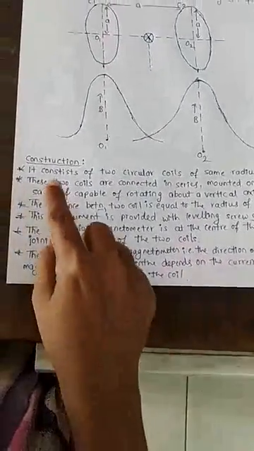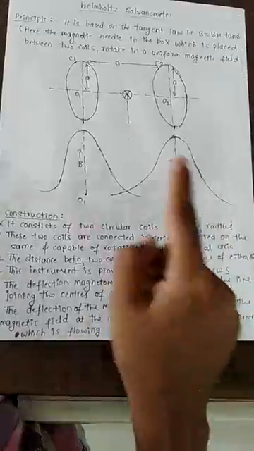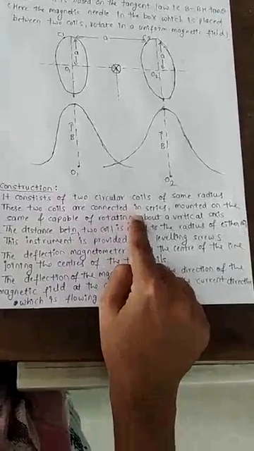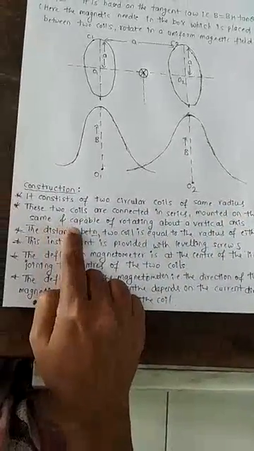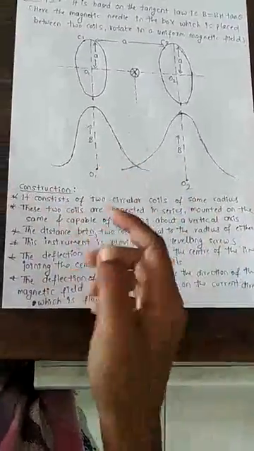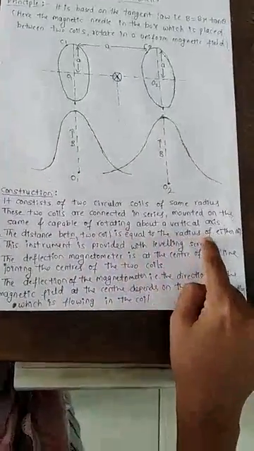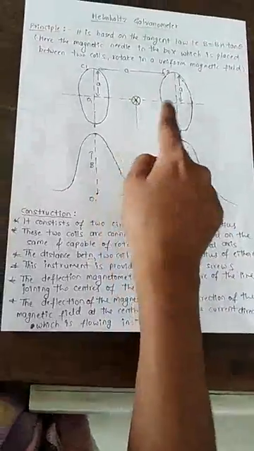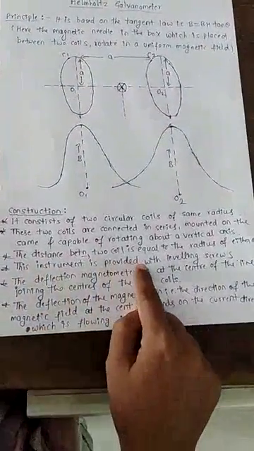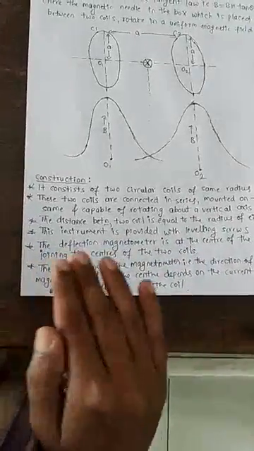Now coming to the construction: it consists of two circular coils of the same radius, A being the radius of each. These two coils are connected in series, mounted on the same frame and capable of rotating about a vertical axis. It will be rotated like this. Next, the distance between the two coils is equal to the radius of either coil. And this instrument is provided with leveling screws below, to make it level, parallel to the ground.